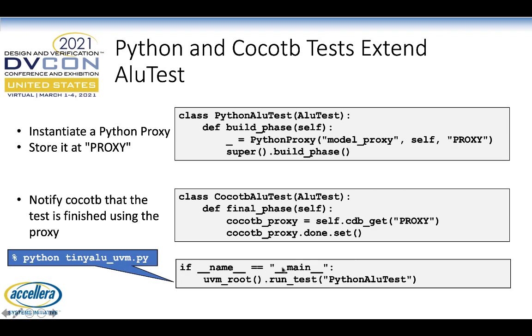Now, because we have this if name equal main thing here with this magic variable and this magic value, you can type Python tiny ALU UVM py, and it will call UVM root, getting the singleton of the root with run test, and pass it Python ALU test. That will launch Python ALU test, which will get the correct proxy, and you're off to the races.